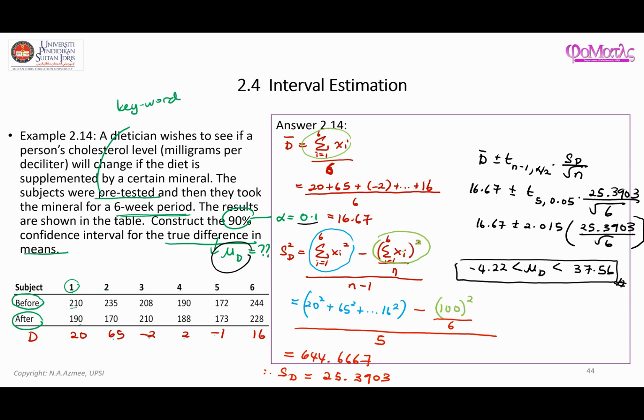Now, based on this answer, can you state whether the person's cholesterol level has changed after being supplemented by that mineral? What's your answer to that question?